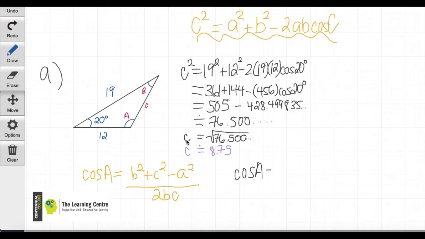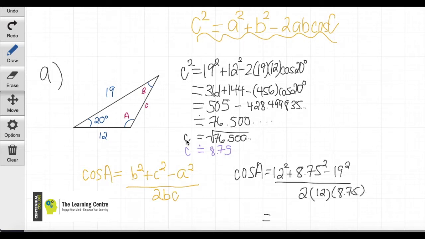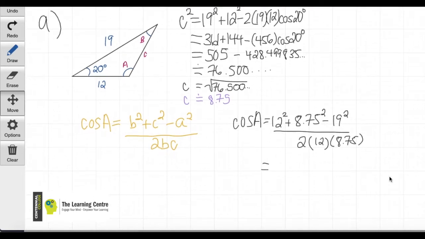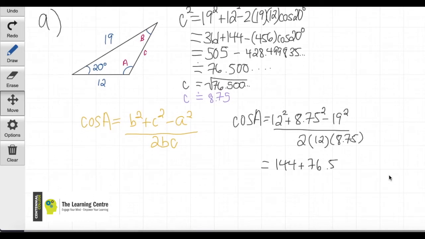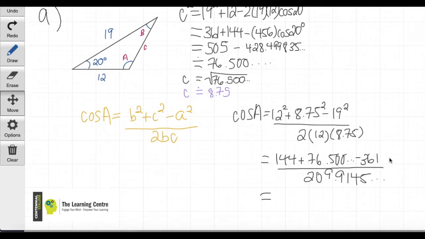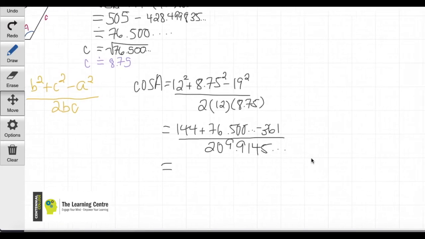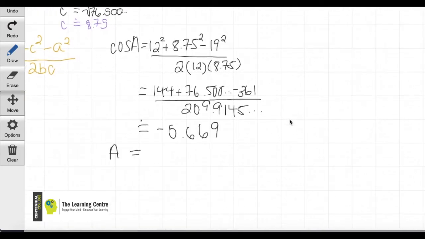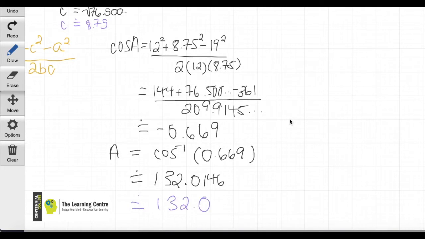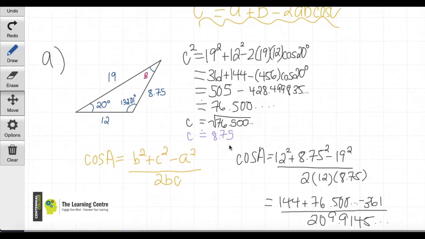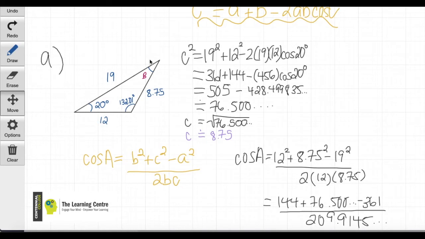Now let's solve for angle A. Recall the formula for A. We substitute 12, 8.75, and 19 into the formula to get that cos A is approximately equal to negative 0.669, and we evaluate this to get that A is approximately 132.01 degrees. Notice that there is another value that we could have found for A, and that will be gone over in the later lesson about trigonometric functions and their signs.